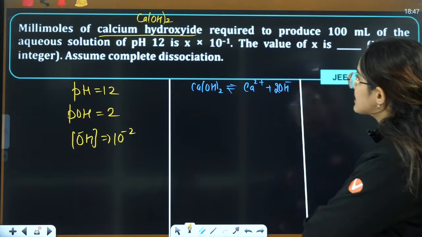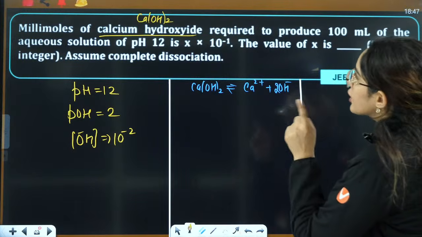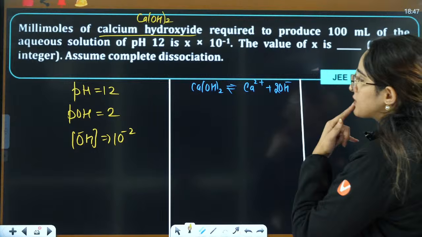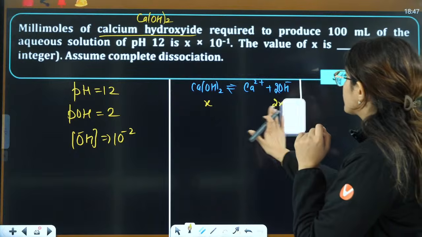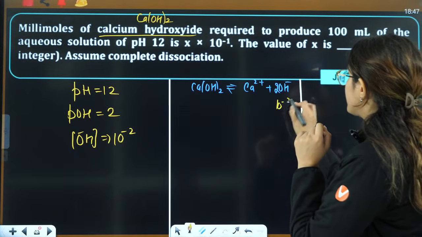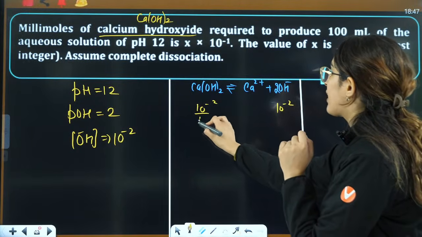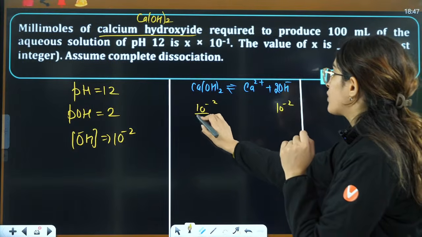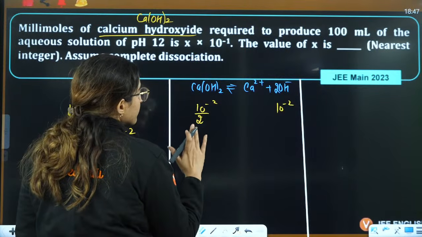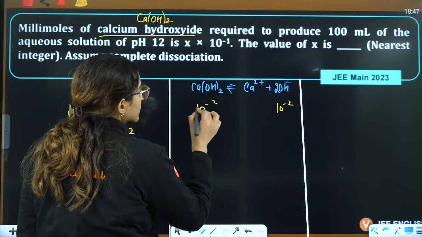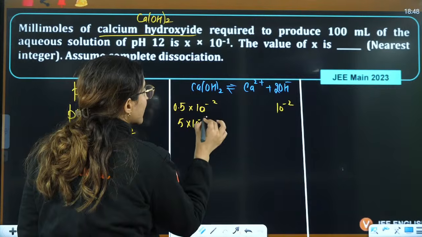Now, if you see, this is OH twice, the concentration of this thing is given to you. They are asking you millimoles of calcium hydroxide. If this is x, then this is going to be 2x. So that means if this is 10 raised to power minus 2, then this is going to be 10 raised to power minus 2 divided by 2. This is going to be half of that. So it will be multiplied by 0.5 here, right? Because that is half of it. So it will be 5 into 10 raised to power minus 3, right?